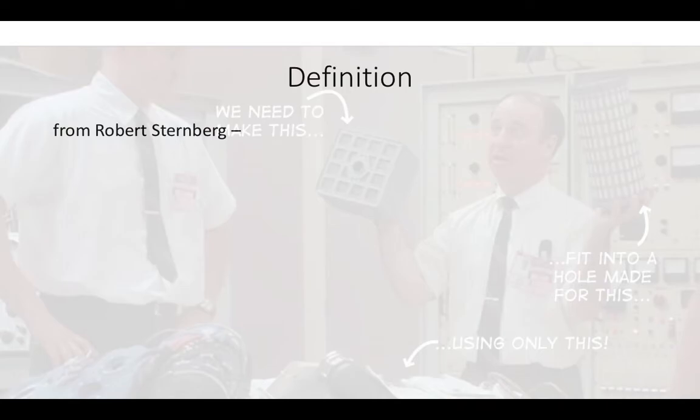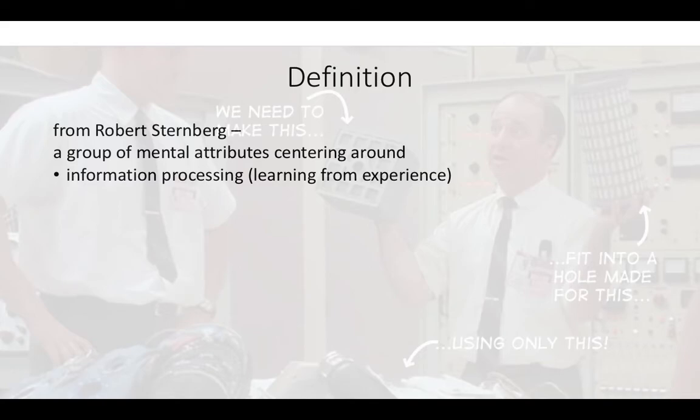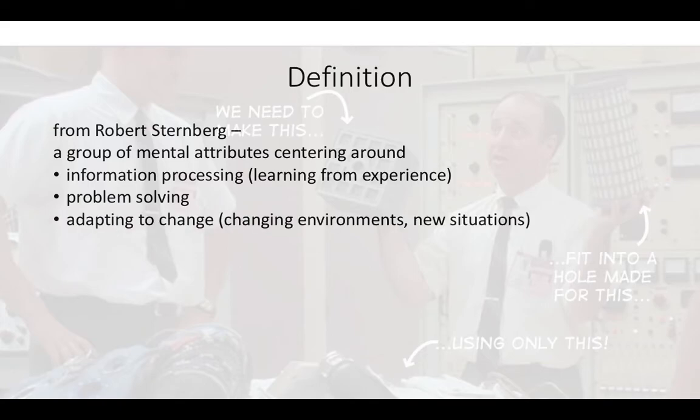Robert Sternberg, one of the key thinkers in terms of intelligence, says his definition is that intelligence revolves around mental attributes that involve information processing, so learning from experience, gaining knowledge from experience, problem solving, and adapting to change. And that kind of leads to the accepted consensus definition.